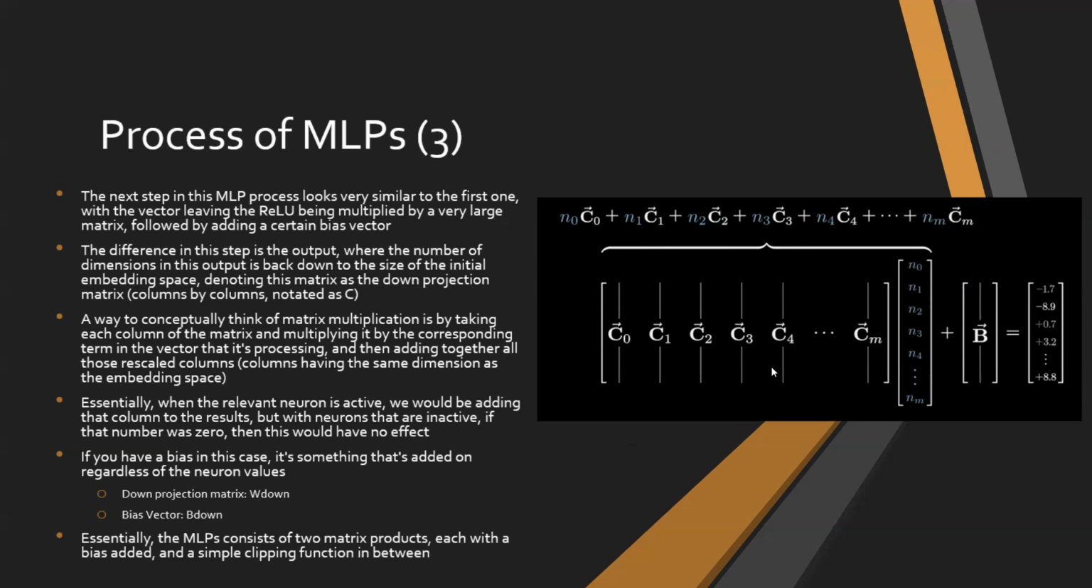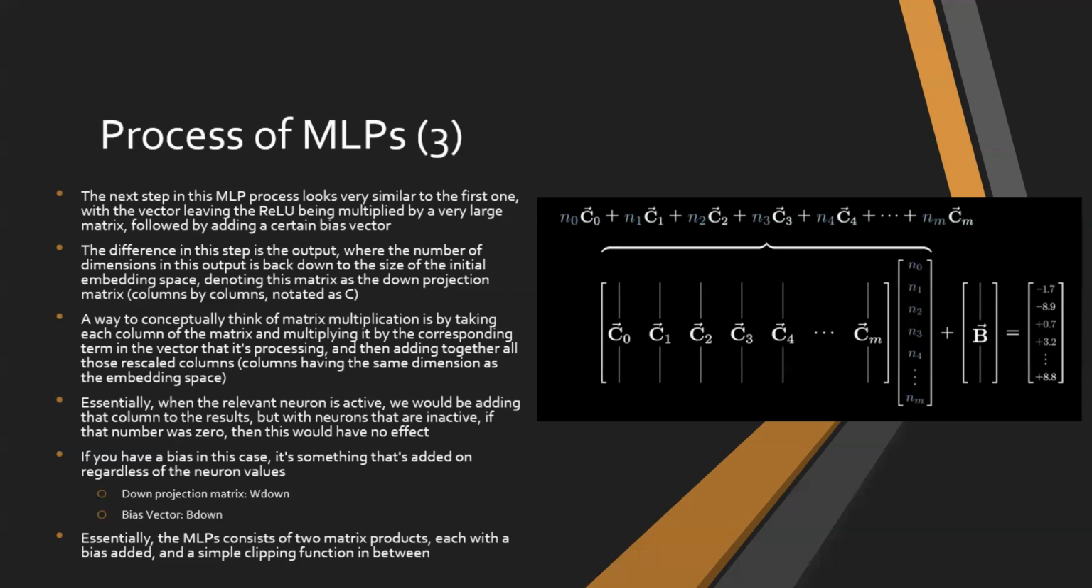So it's basically the same process as the first step, where we multiplied the big matrix with the vector, in this case the vector produced from the ReLU, followed by adding a bias in order to produce the final outcome. Essentially, when the relevant neuron is active, we would be adding that column to the results. But with neurons that are inactive, if that number was 0, then this would have no effect. Also, if you have a bias in this case, it's added on regardless of the neuron value. So you would add the bias in no matter the state of the neuron.